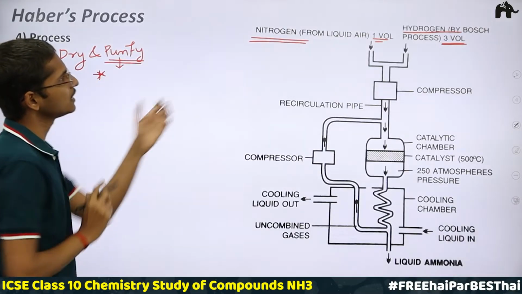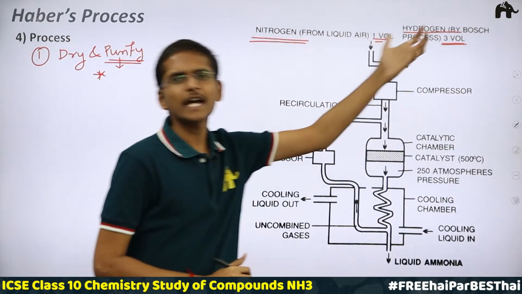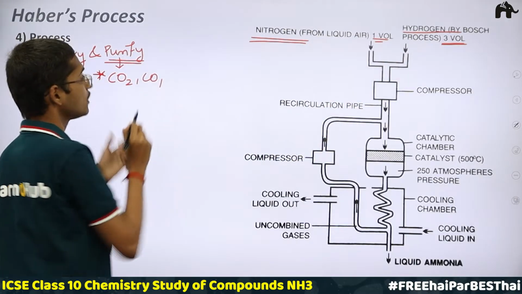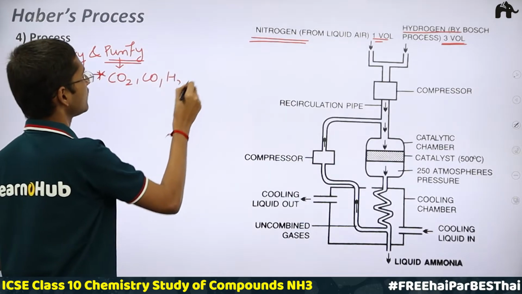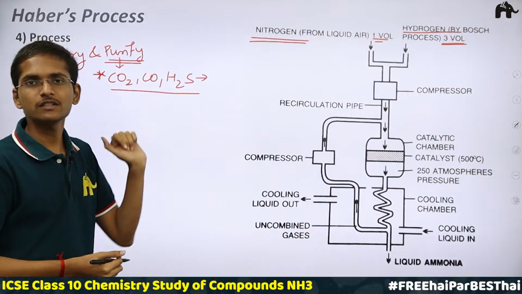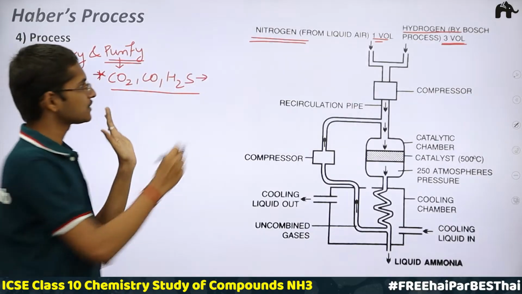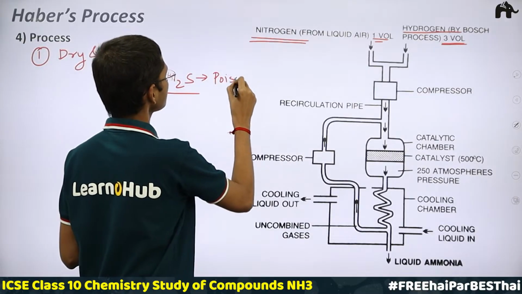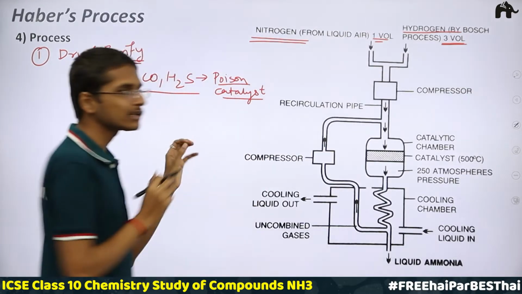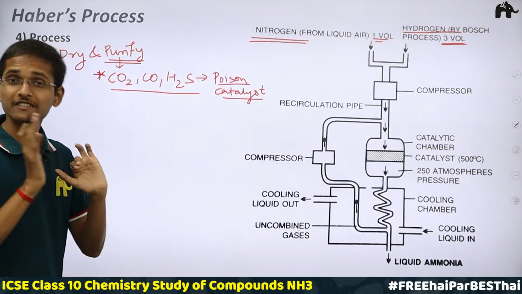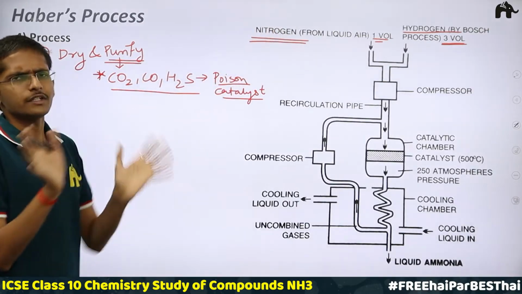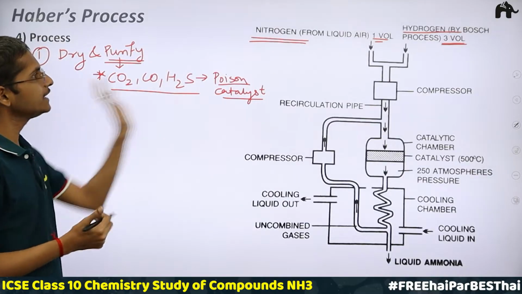Why is it important? Because these gases may have some impurities like carbon dioxide, carbon monoxide, or hydrogen sulfide. And these impurities would poison the catalyst, since we are using a catalyst in this reaction. We don't want our catalyst to get poisoned by these impurities. That's the reason we are purifying this N2 and H2 before using it. Okay, we have purified it, we have dried it, now we are using it.